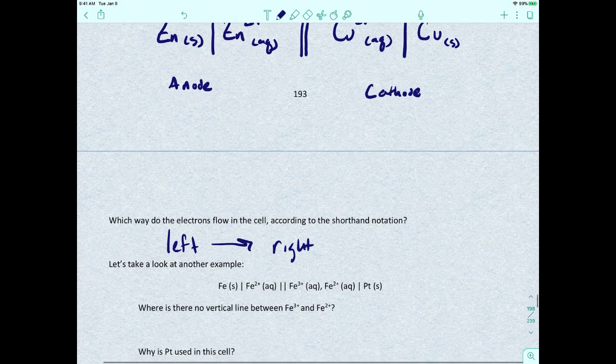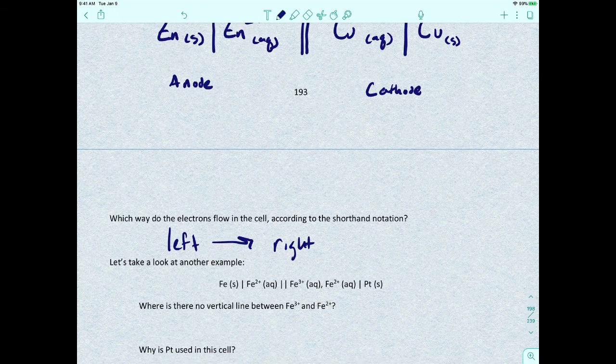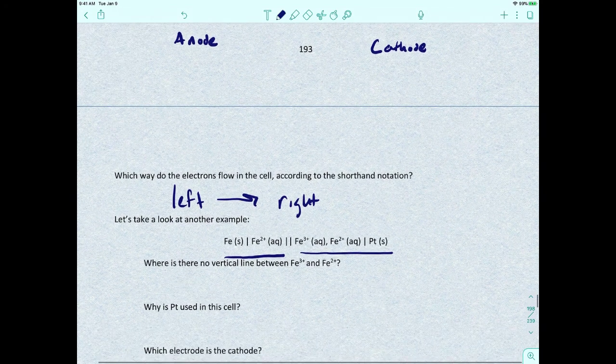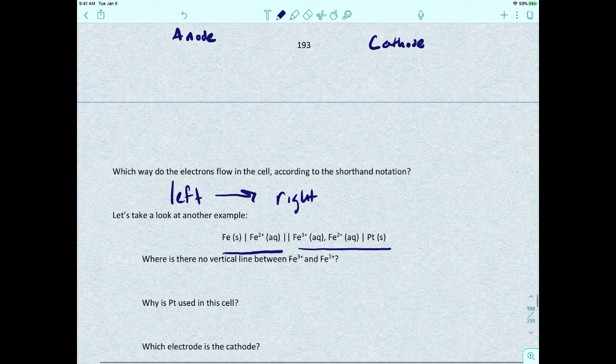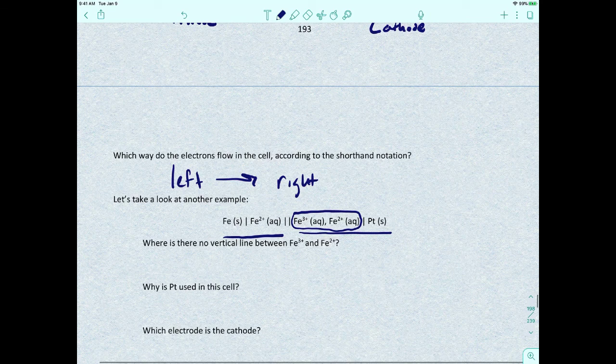All right, so let's take a look at another example. Here, let's take a look at the left-hand side. You've got solid iron becoming Fe2 plus. And then on the right-hand side, you've got Fe3 plus and Fe2 plus. So you've got a mixture of those two. And then you've got solid platinum. Okay, so there is no vertical line between Fe3 plus and Fe2 plus. So let me circle that. So why is there no vertical line? That's because they're in the same phase. They're both aqueous.